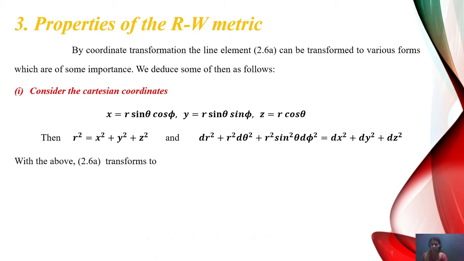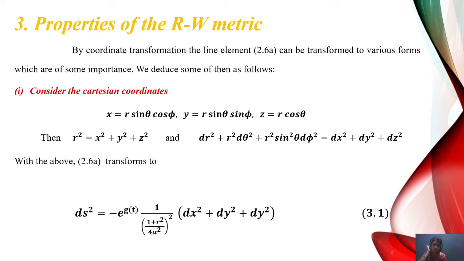Okay, the above equation is given in the form ds square equals minus e to the power gt, 1 upon 1 plus r square upon 4 alpha square, bracket square, dx square plus dy square plus dz square. Okay, this is the first one.